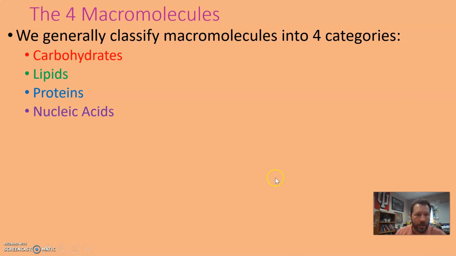All right, for this chapter, I think just knowing the 4 types of macromolecules is probably enough, and here they are. The 4 types or 4 categories of macromolecules are carbohydrates, lipids, proteins, and nucleic acids. So if you've ever heard of, again, DNA and RNA, well, the NA in both of those stands for nucleic acids.